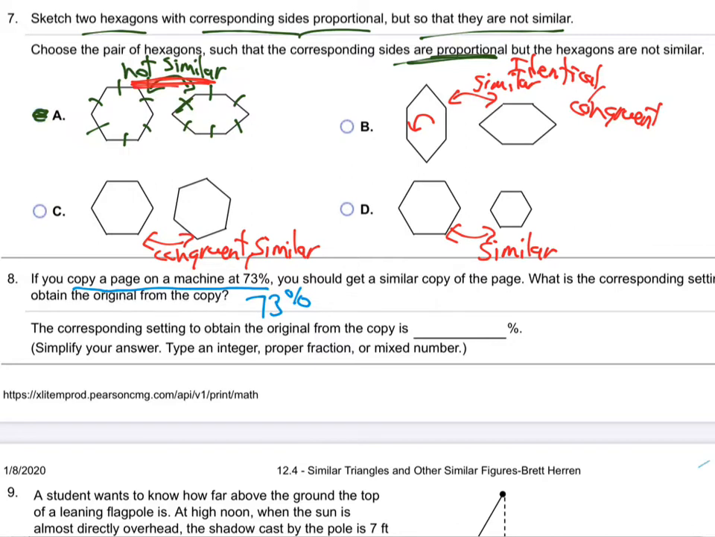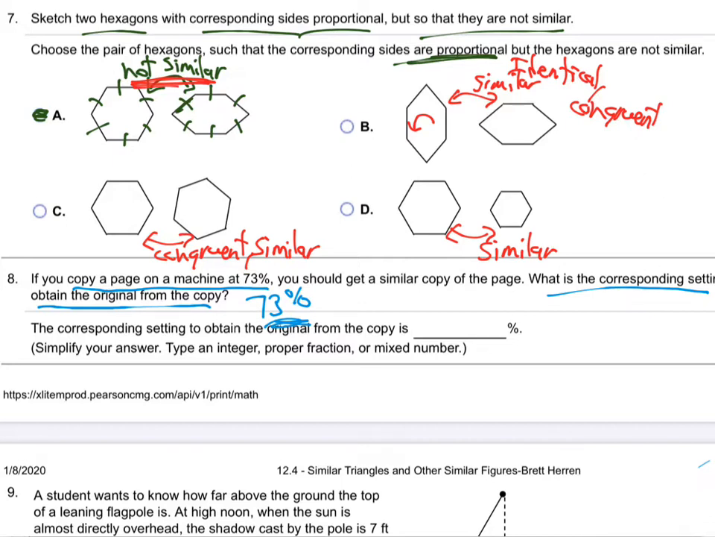What is the corresponding setting to obtain the original? So you want to go back to full size. So what if you just made a copy at 73%, right? It's a little smaller than the original image. And now you decide, oh, you know what? I want to go back to the original size.